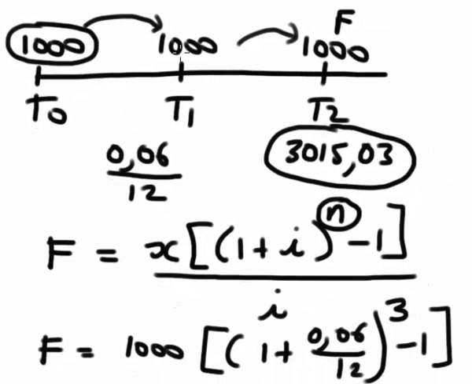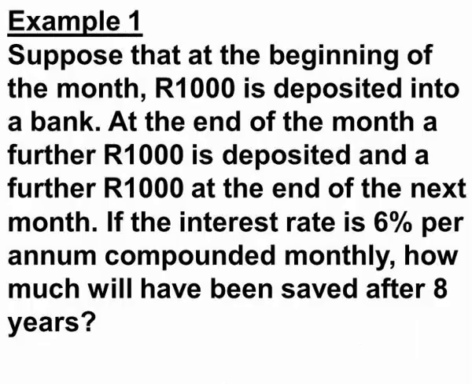So let's look at another example where we extend this a bit and see how this wonderful formula called the future value is going to assist us. Stay with us. Have a look at this example. It's the exact same one as last time, we put 1,000 rand at the beginning of the month. At the end of that month, a further 1,000 rand is deposited, and a further 1,000 rand at the end of the next month. That's where it was. The interest rate will keep at 6% monthly. Now the question is, how much money would we have saved after 8 years of doing this?